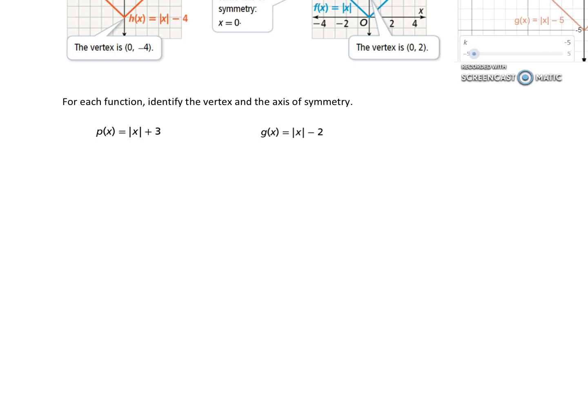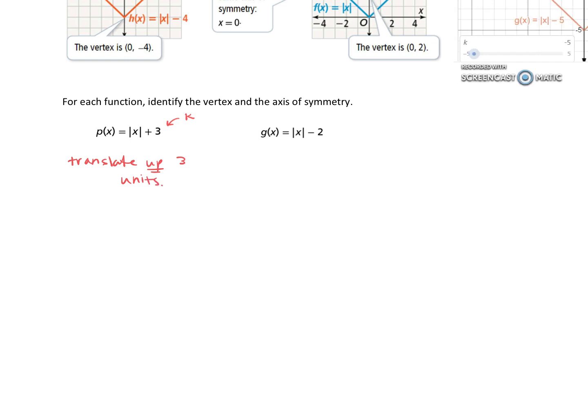All right. So p of x equals absolute value of x plus 3. So here's our absolute value of x. We can see that we're adding a constant onto the end. By the way, this is what we would call our k value. We talked before about a value being the number in front of the absolute value, so this is a k value on the end. That plus 3 is going to translate your graph up 3 units.